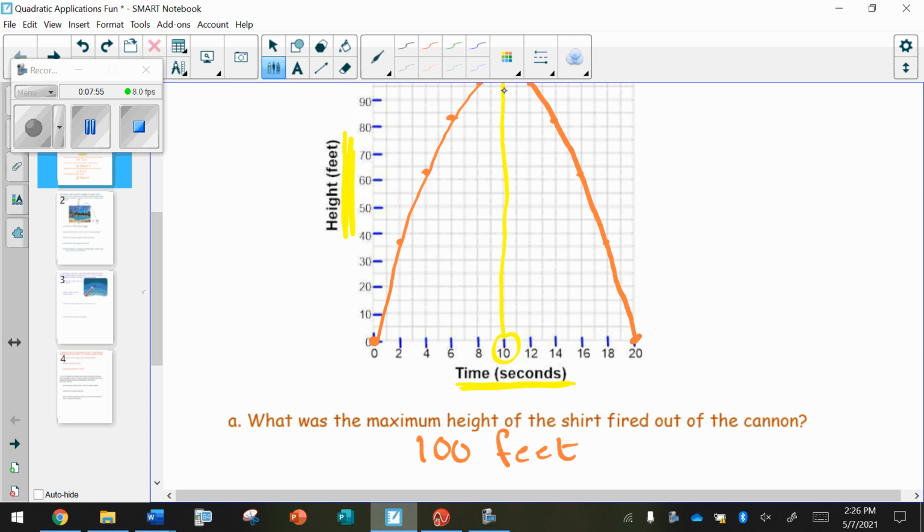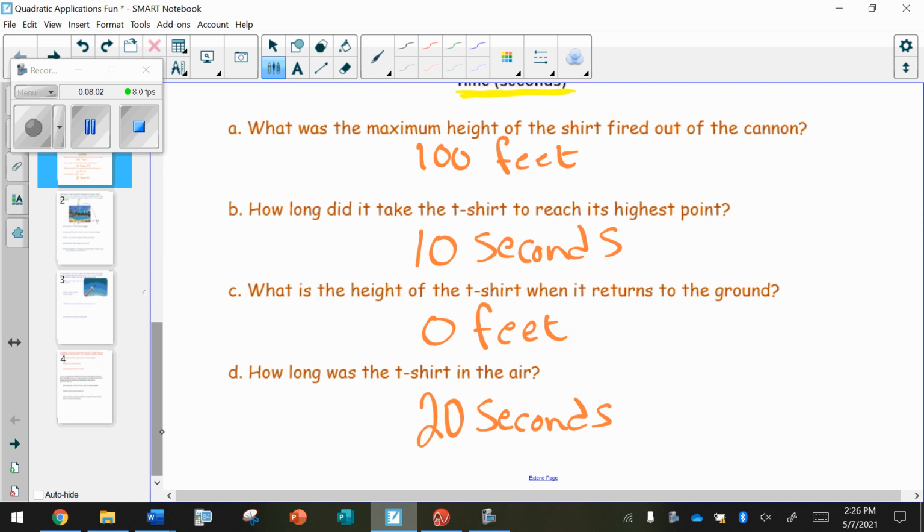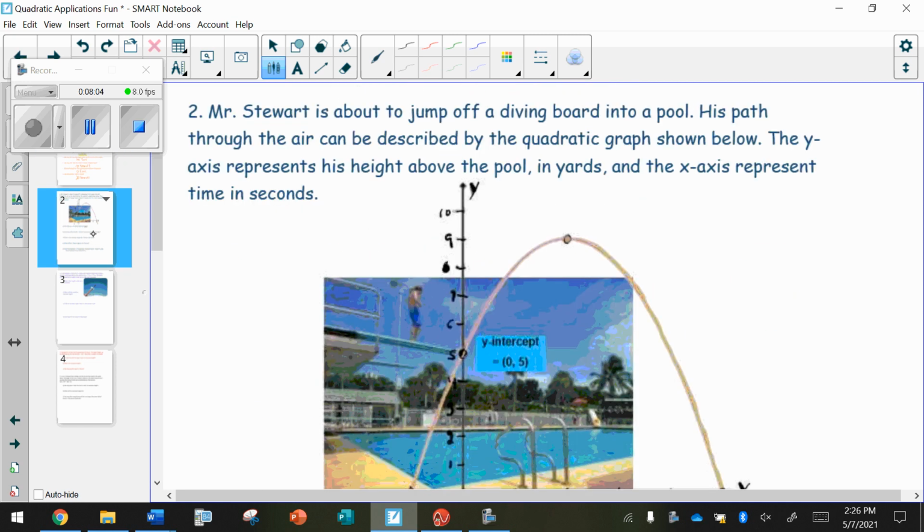The vertex has a highest height of 100 feet. It happened at the middle x value of 10 seconds. Okay, so all that kind of wonderful stuff. So let's look at this one.